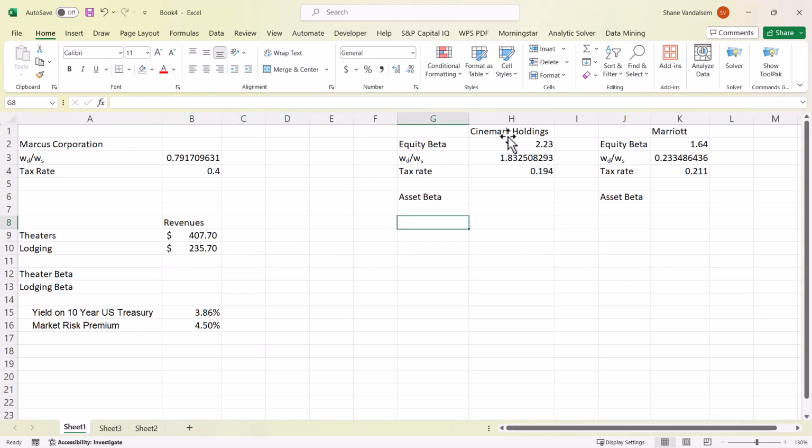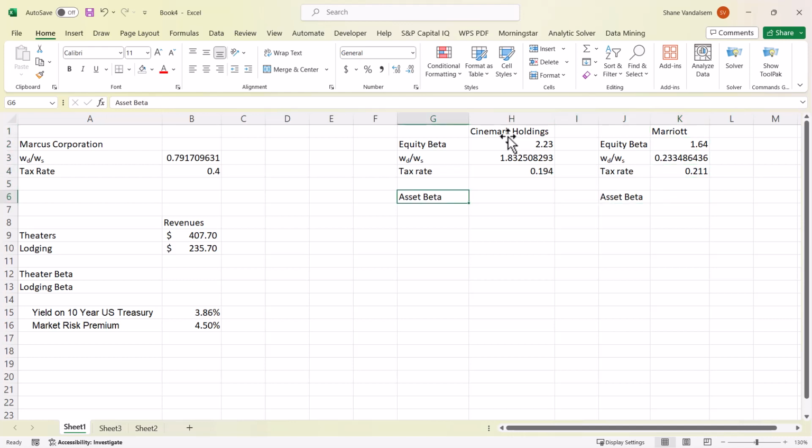And we're going to calculate the differences here between them using what's referred to as a pure play. So the pure play for the theater segment of Marcus Corporation is Cinemark Holdings, and Cinemark Holdings is a company that owns a lot of movie theaters. Okay. The Marriott, which you're probably familiar with, owns a lot of hotels, and so we're going to use Marriott as the pure play for the lodging division of Marcus Corporation.